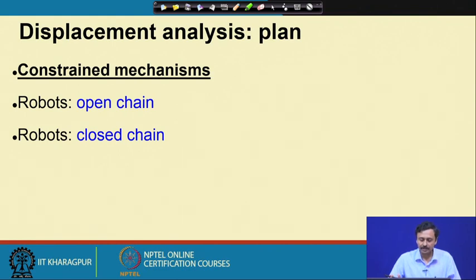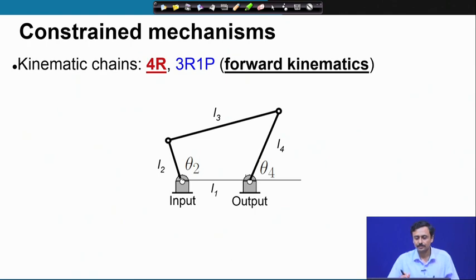So, today we will start with the displacement analysis, the forward kinematic analysis of a 4R chain. We are going to start with constraint mechanisms, and under constraint mechanisms we are going to discuss two kinematic chains, a 4R and a 3R1P. In this lecture we are going to discuss the 4R chain, the forward kinematics of it.